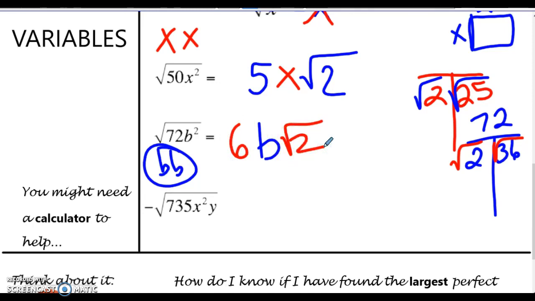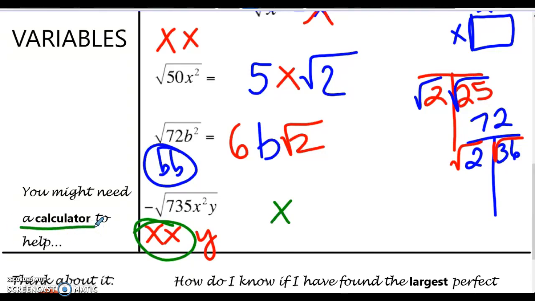All right, this next one, 735. Oh my gosh, that's huge. Okay, well, let's deal with the letters. Got x squared and y. Do you see how I've got a pair of x's that come out? Does the y come out? It does not. Okay, so this one says you might need a calculator to help.